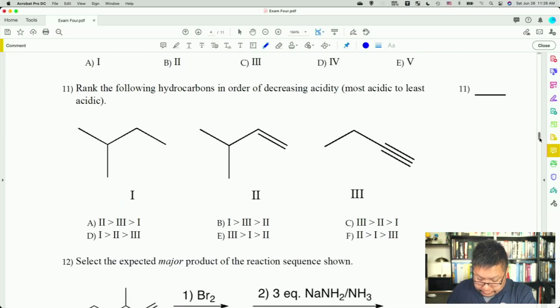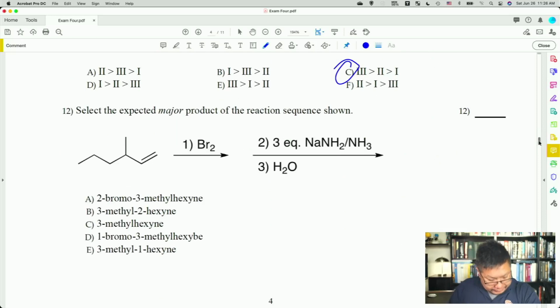All right, rank the following hydrocarbons in decreasing order of acidity. Well, we know that the alkyne is more acidic, and we know that the alkane is less acidic. So the only one that has 1, 2, and 3 in that order is D. Oh, sorry, most acidic to least acidic. So 3, 2, 1, C. That's the answer there.